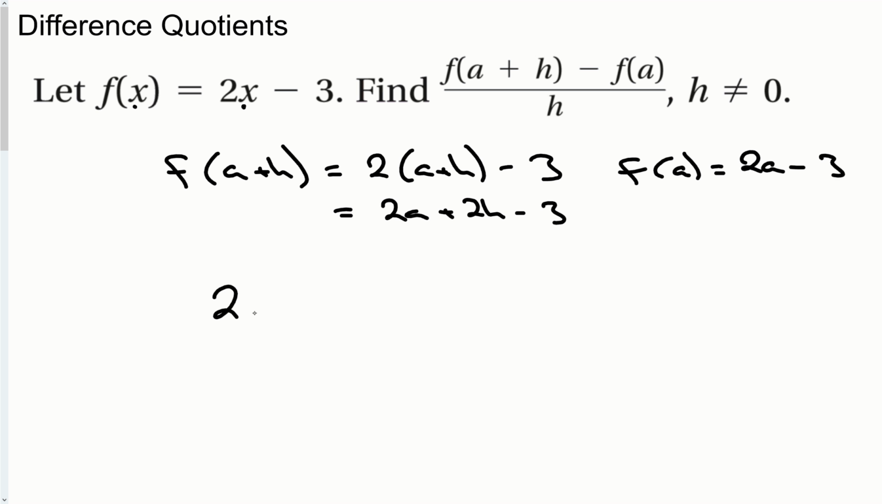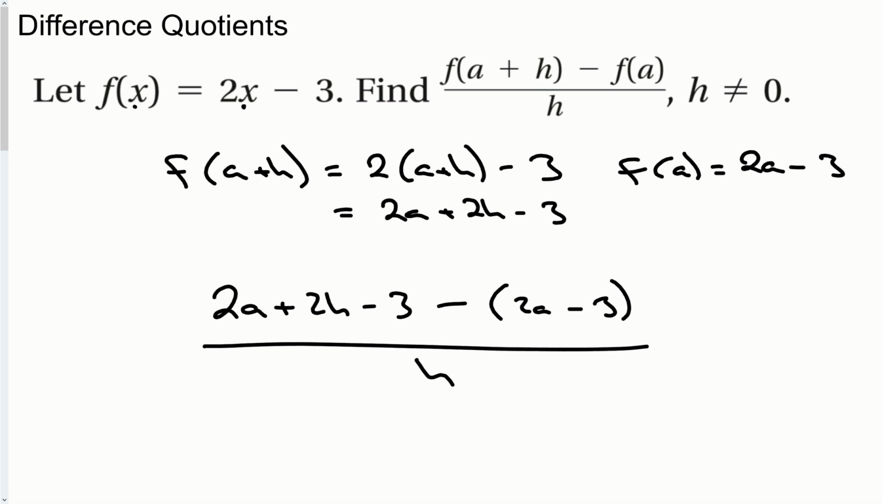So now we're going to take my first function, 2a plus 2h minus 3, minus the whole other function, right, over h. And now, calculating this, 2a minus 2a, those cancel. Minus and minus turns this into a plus, those cancel. So we have 2h over h, which makes my difference quotient simply 2, which happens to be the slope of this line, 2. This is just a constant because the slope of this line never changes.